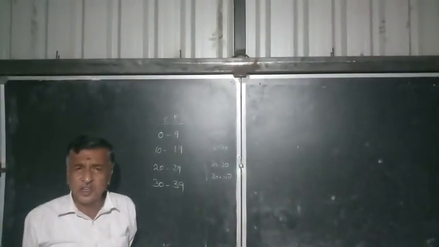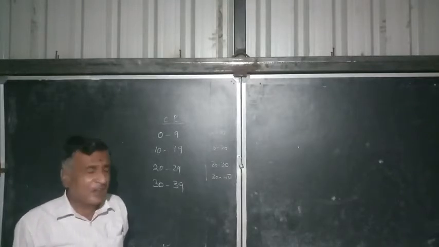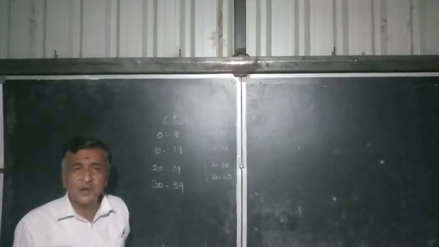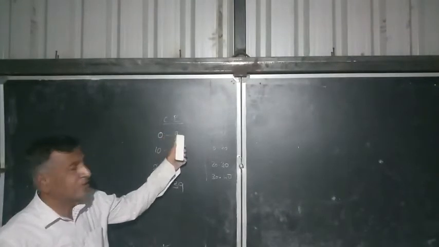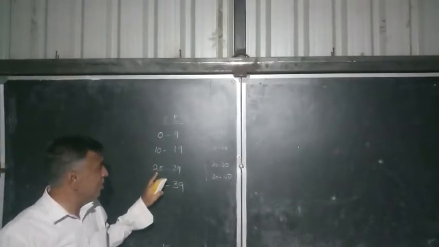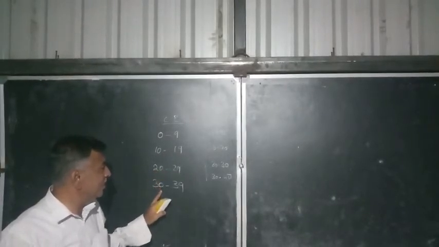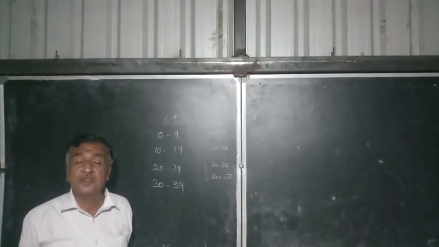Now in the inclusive series, both the lower limit and the upper limit of a class are included in that particular class itself. Both the lower limit and the upper limit will be included in that particular class itself. 0 is included, 9 is also included. 10 is included, 19 is also included. 20 is included, 29 is included. 30 is included, 39 is included. This is called the inclusive series.